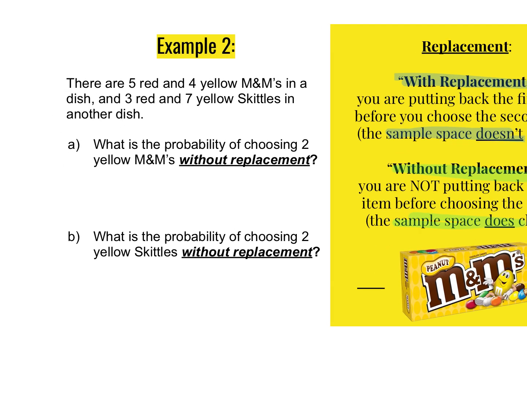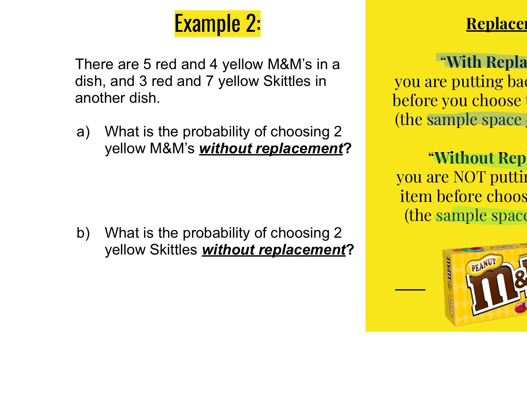Let's figure out what these ones are asking us. It's saying, what is the probability of choosing 2 yellow M&Ms without replacement? So again, without replacement means that we are keeping them out. So I'm going to write, we are keeping out. When we are doing this one, we want to find the probability of choosing a yellow and the probability of choosing another yellow, and then we multiply those together.